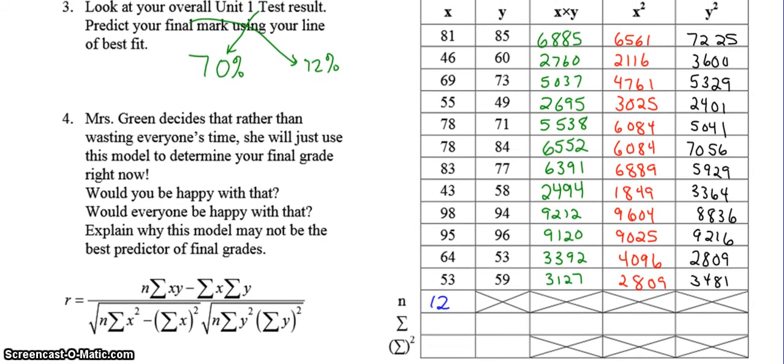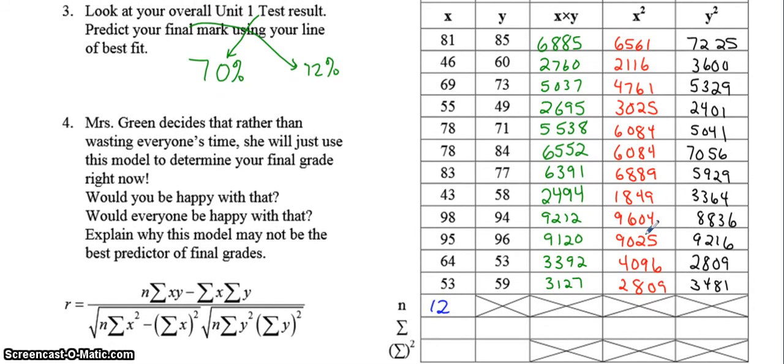Alright, so that's what you get when you do those squarings. The next thing you're going to do is add up the values in every single one of these columns. So you're going to add up all of the x's, and you're going to put the sum here. So that would be equal to 843. Press pause on the video, take a minute, and add up each of these columns.